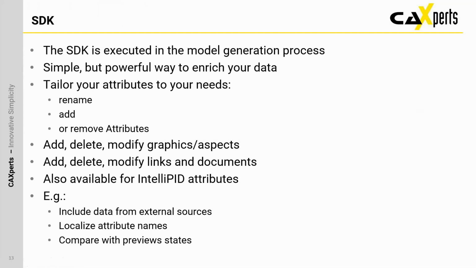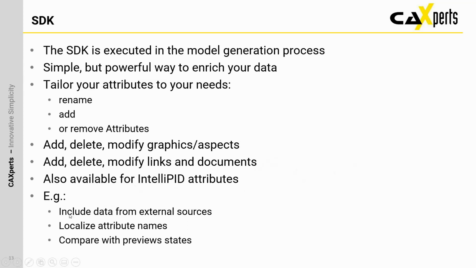Okay, now let's talk about the SDK or software development kit for a moment. Our software development kit is part of the Universal Plant Viewer Builder. So this means it's something that you can use during the generation process of your model. And it's a very simple but powerful way to enrich your data. So you can obviously rename, add, remove attributes if you want. This is available for the 3D and also for the PID part of things. Obviously, we can also add, delete, or modify graphics or aspects. We can add, delete, and modify links in documents. And as I mentioned, it's also available for IntelliPID.